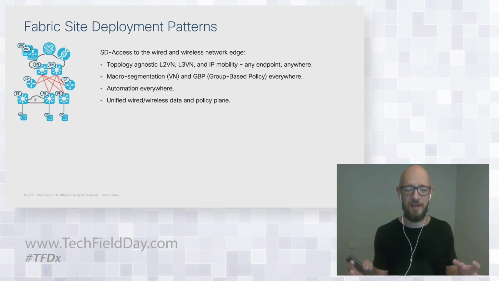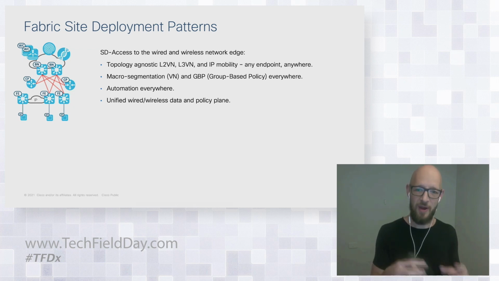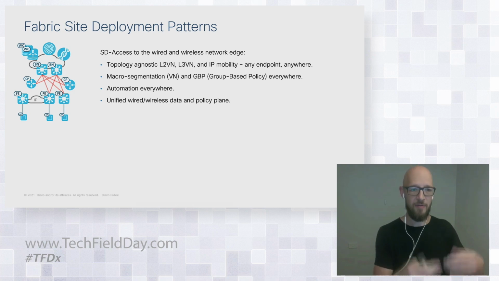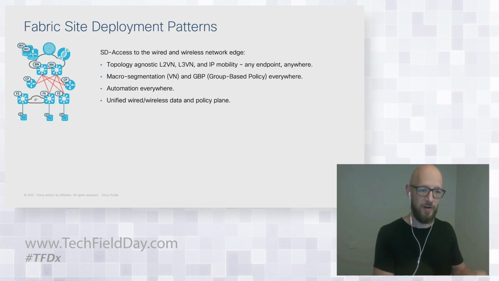Again, because it's overlays and a LISP-based control plane, what that really means is any VN can be anywhere and any IP address can be anywhere within the fabric. We have macro segmentation, obviously, and micro segmentation through VNs and SGTs. This is all automated with, as I mentioned before, that unified wired and wireless data and policy plane. So this is a reasonably well understood deployment pattern, and now I'm going to zoom into some new ones just so we're clear on what it is we've been announcing the last few weeks.